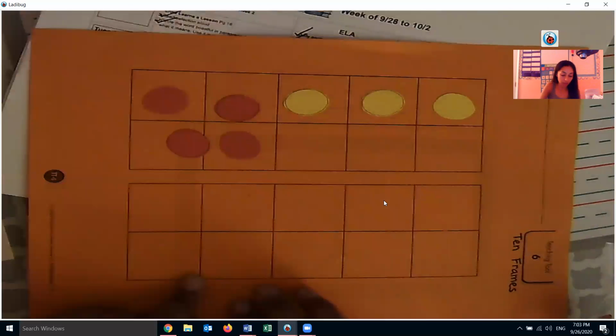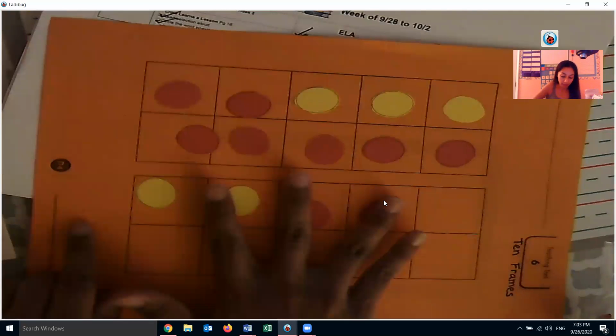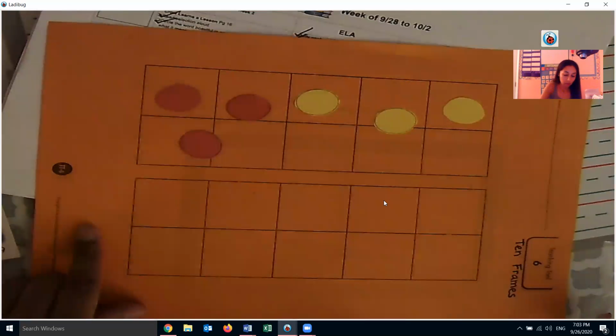Next one is 14 take away 8. So here's my 14. I'm going to take these 4 away. Take 4 more away. That makes 8, which leaves me with 6.